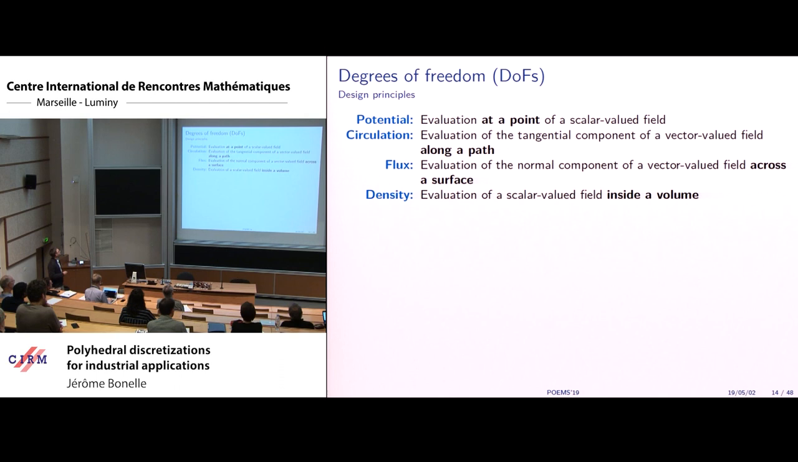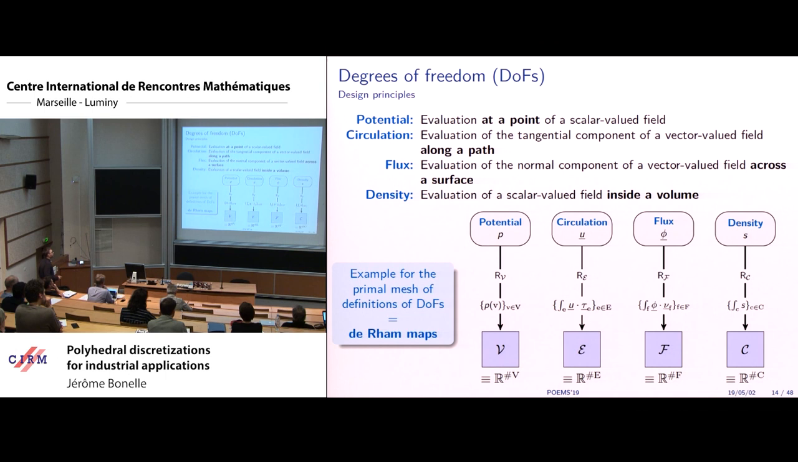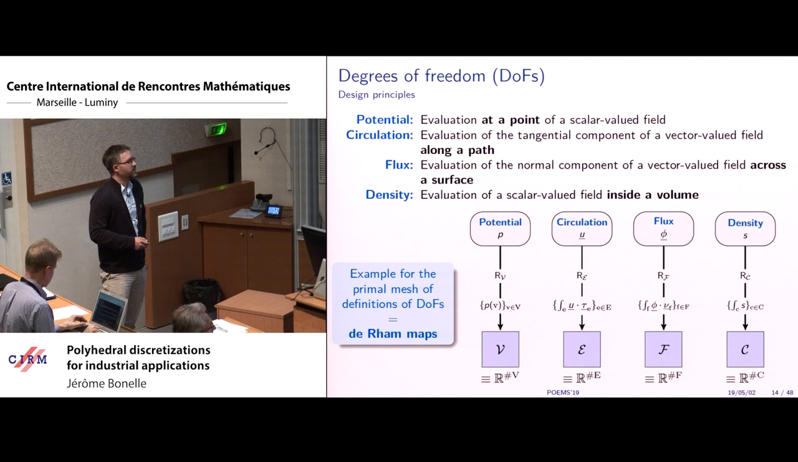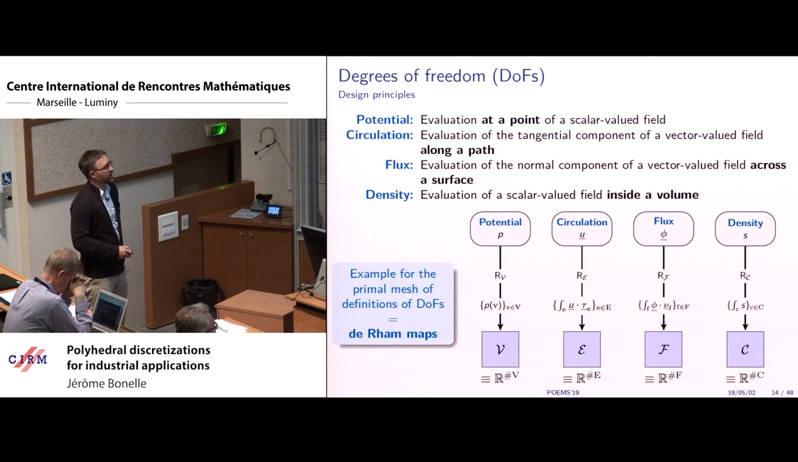Potential is related to a scalar field which is evaluated at a point, circulation to a vector field evaluated along a path through its tangential component, a flux across a surface through the normal component of a vector field, and density inside the volume. So if we use this definition, it turns out that naturally on a primary mesh we end up with de Rham maps. That is to say, a potential will be the evaluation of the potential at each mesh vertex, the circulation, the evaluation of the circulation along each mesh edge, and so on.